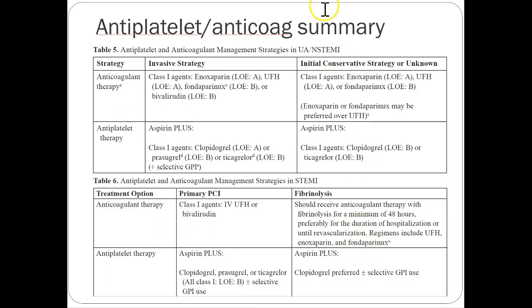Don't worry about these as much. I don't really care about the alternate stuff. For the anticoagulants, just know that unfractionated heparin can be used in both patients. That's probably what you're going to see. But in a UA and STEMI picture, you could use the enoxaparin or fondaparinux if you wanted to. I just think it's going to be more uncommon to see that.